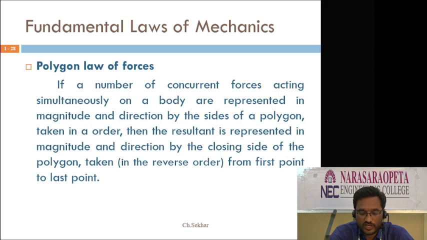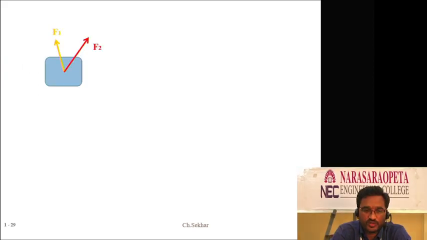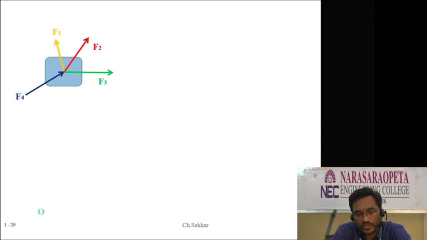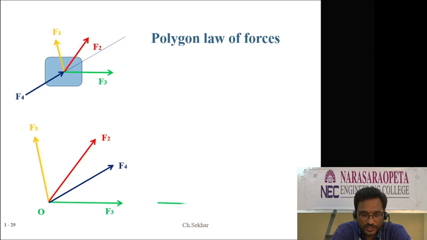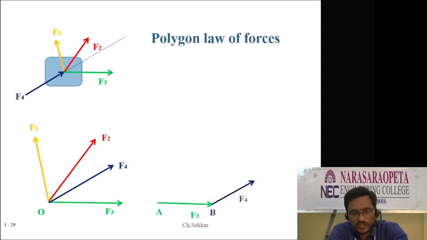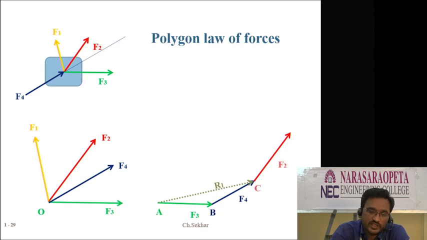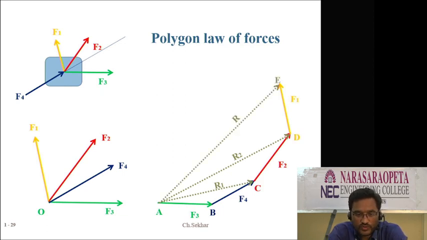The polygon law of forces states that if two or more forces acting at a point O are represented by the sides of a polygon, the closing side of the polygon, taken in the opposite direction, gives the resultant of all the forces. Here F1, F2, F3 and F4 are four forces represented by four sides of a polygon, and the closing side is taken as the resultant of the four forces. That is the polygon law of forces.